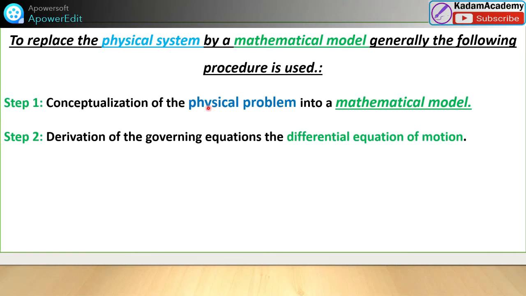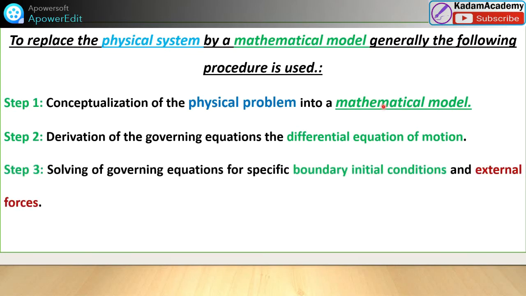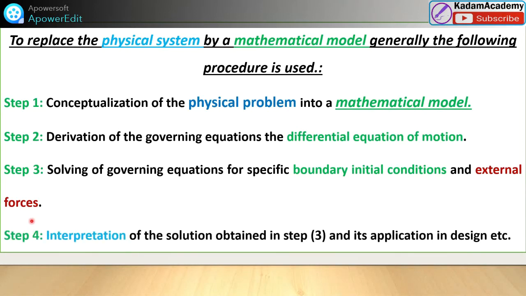Okay, the physical model was converted into a mathematical model, and this governing or differential equation was derived for this mathematical model. And now, after we get the equation, we solve the governing equation for the specific conditions given, boundary conditions, or the external forces, by using various methods. Okay, and lastly, interpretation of the solution obtained in step 3, and its application in design. Those are the 4 steps. We study them one by one.